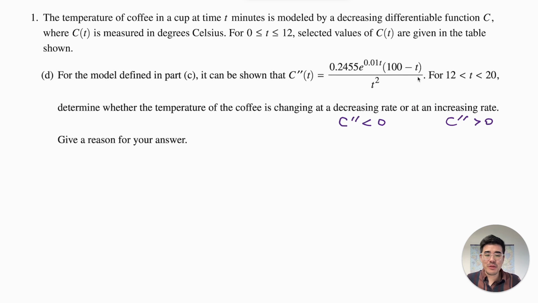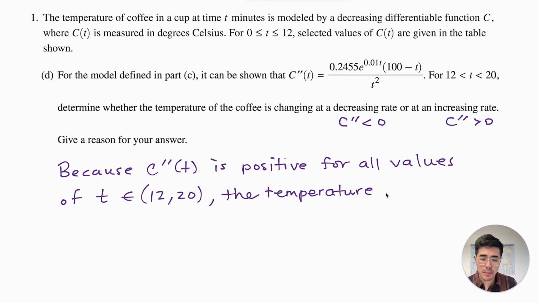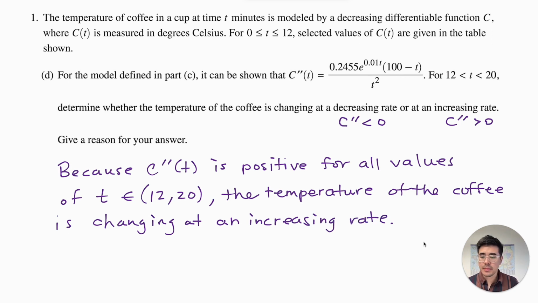So if we look at it from the function, this part of the function is always going to be positive. For t between 12 and 20, this is also going to be positive, and then anything on the bottom squared is always positive as well. So I actually didn't need to graph this question. So let's go ahead and write a reason for this answer. Because C double prime of t is positive for all values of t between 12 and 20, the temperature of the coffee is changing at an increasing rate.